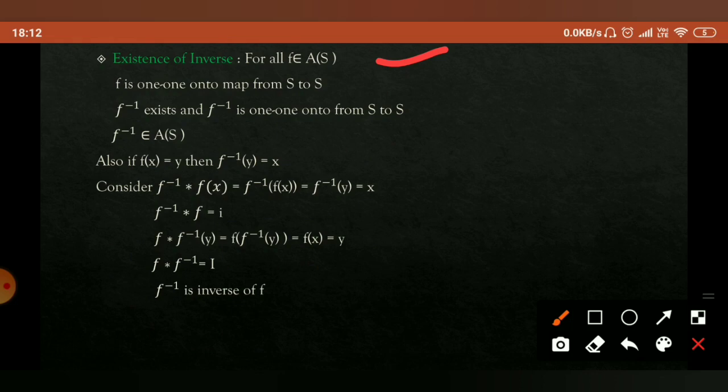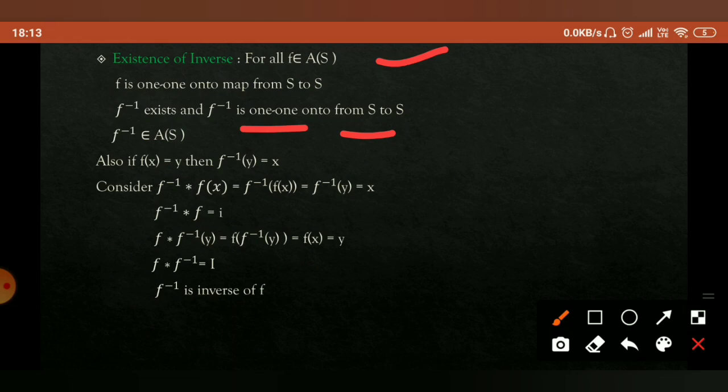That means its inverse exists. So f inverse exists, and f inverse is also 1-1 and onto, right? Because if a function is 1-1 onto, its inverse is also 1-1 onto. That is the property of a function. Now f inverse belongs to AS because it is 1-1 onto from a set to itself. That is the definition of a permutation. So f inverse belongs to AS.